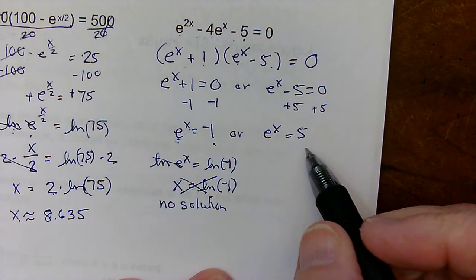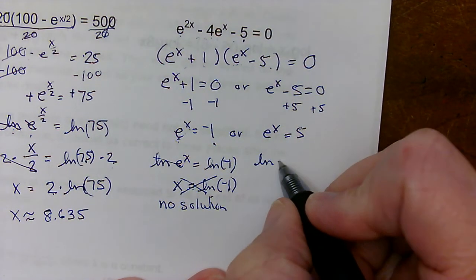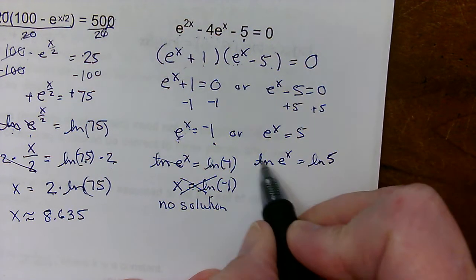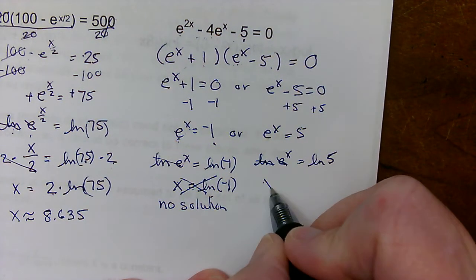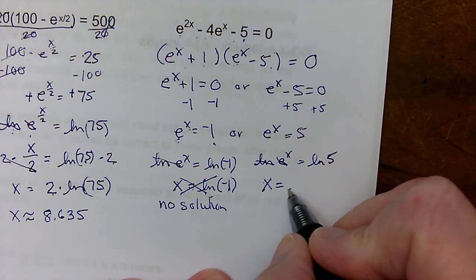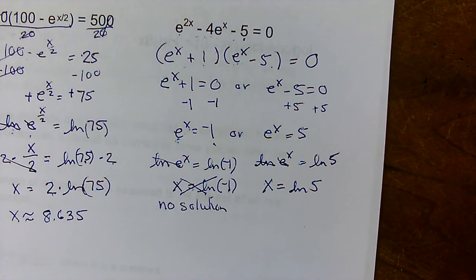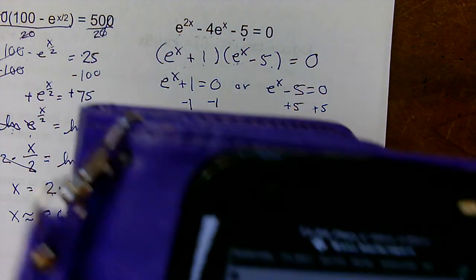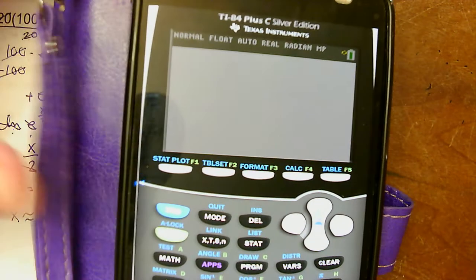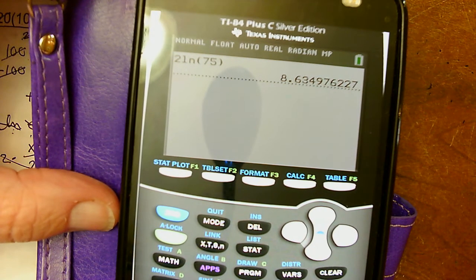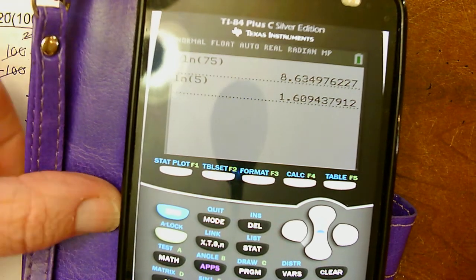For e to the x equals 5, we take the natural log of both sides, and that cancels out the base of e, leaving the x, and we get x equals the natural log of 5. So again, we get our calculator and we put natural log of 5, and we get 1.609.